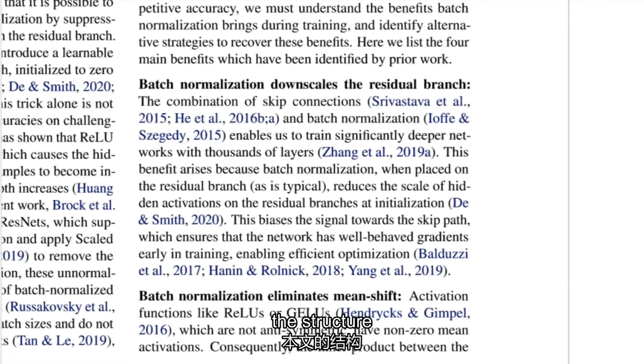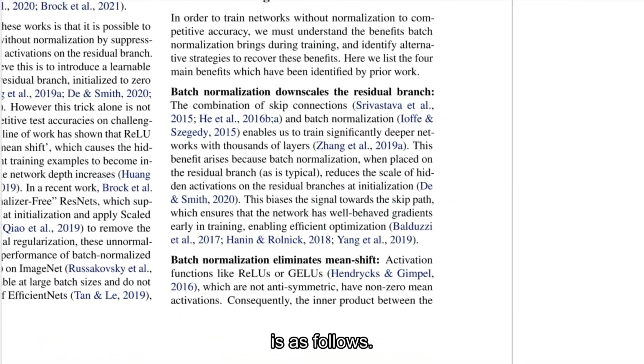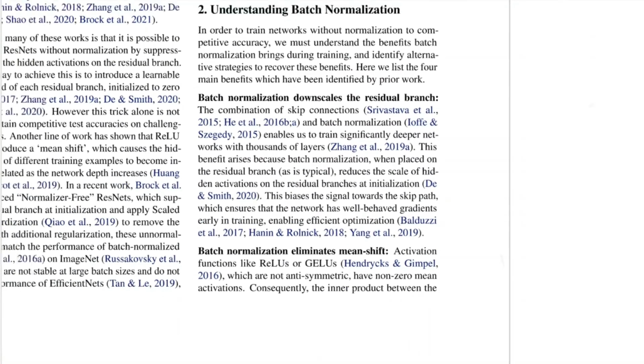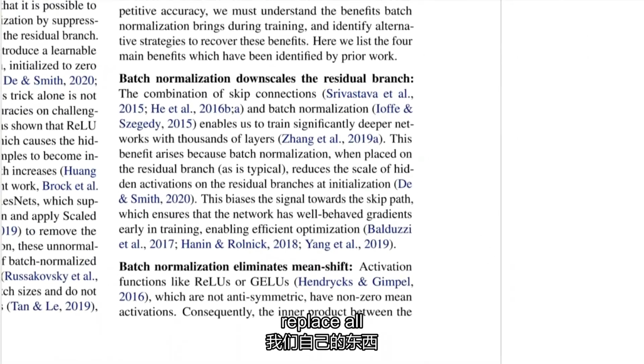In any case, the structure of the paper is as follows. They first go, what does batch norm do? What does it do well? And then how can we replace all of the things that it does well by our own stuff and then not need batch norm anymore? So they identify 4 things.